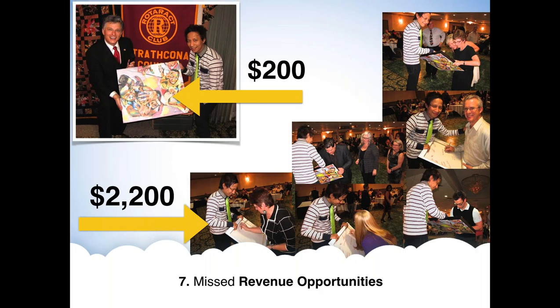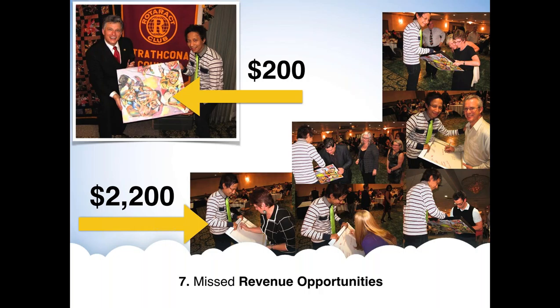In this particular illustration, I'm doing an auction for Rotaract, which is the junior arm of the Rotary Club. And we had a local artist who had painted this picture, and he was a fairly renowned artist in our area. And I started the bidding on his art piece and was stuck at $200. I was embarrassed. I felt bad. I felt horrible. I felt bad for the artist. He no doubt felt bad.